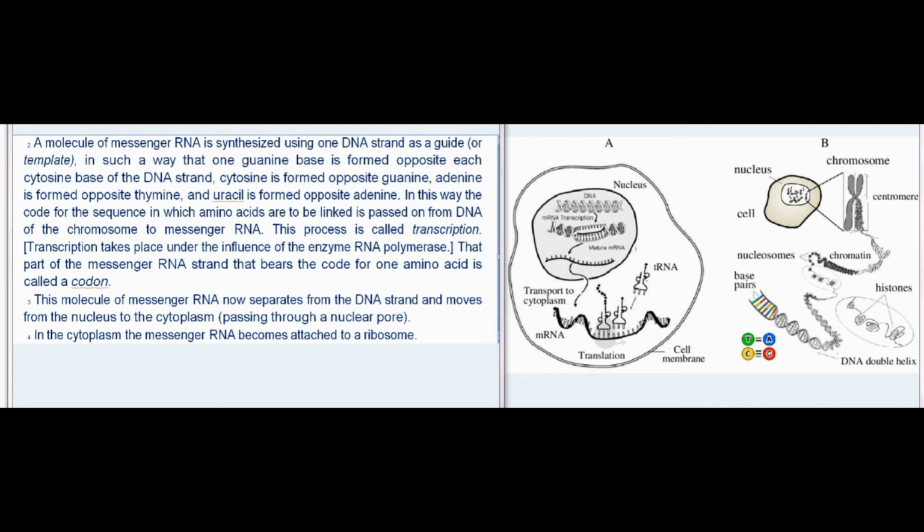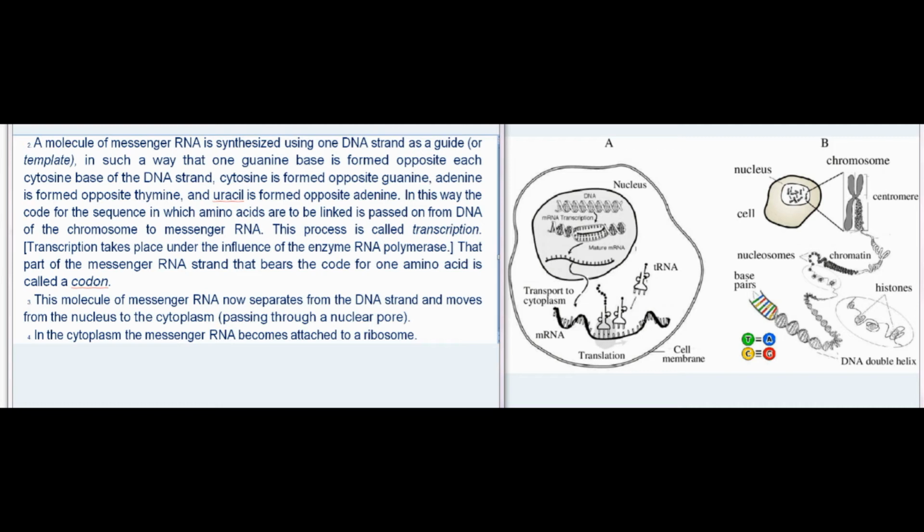In this way the code for the sequence in which amino acids are to be linked is passed on from DNA of the chromosome to messenger RNA. This process is called transcription. Transcription takes place under the influence of the enzyme RNA polymerase. That part of the messenger RNA strand that bears the code for one amino acid is called a codon.